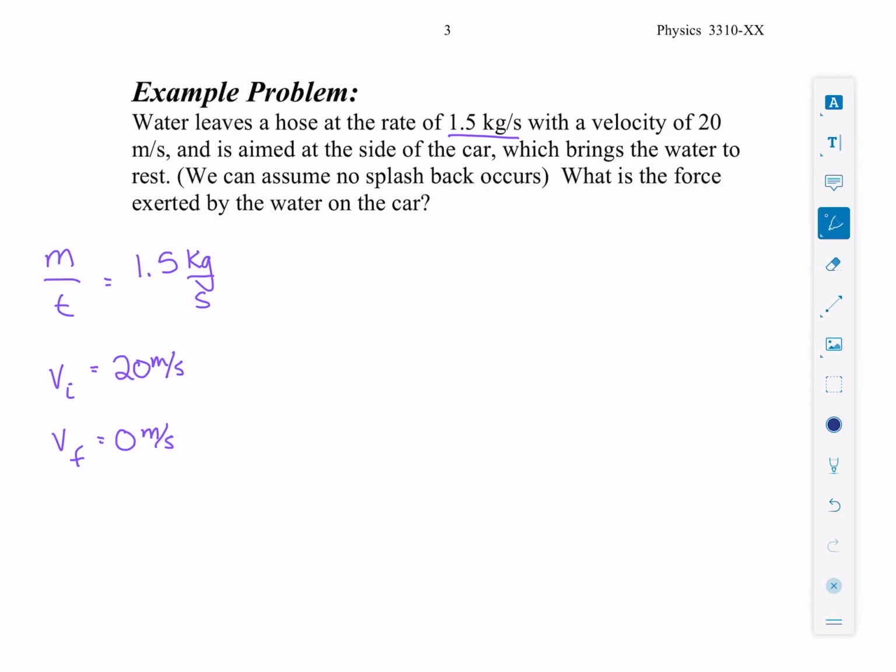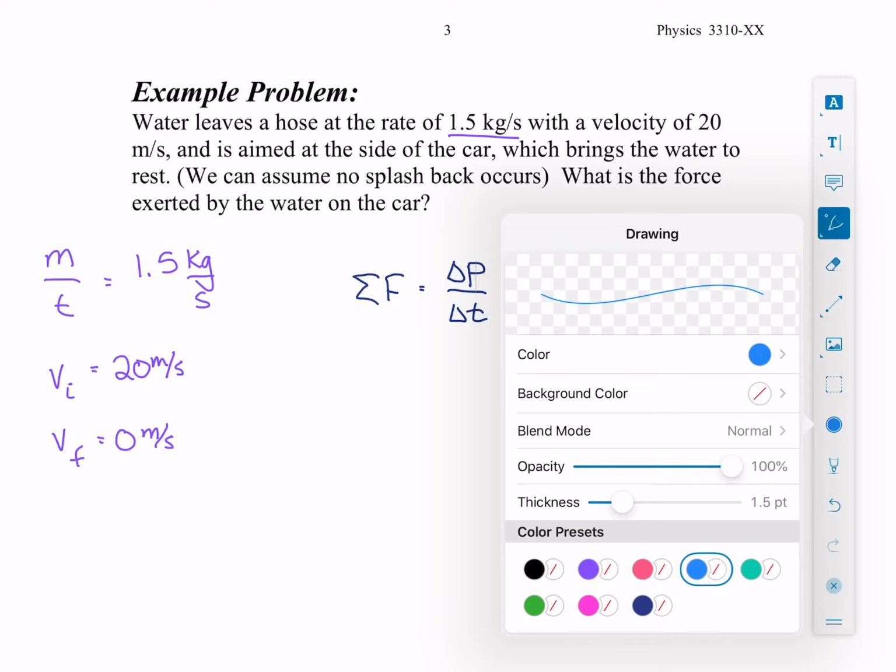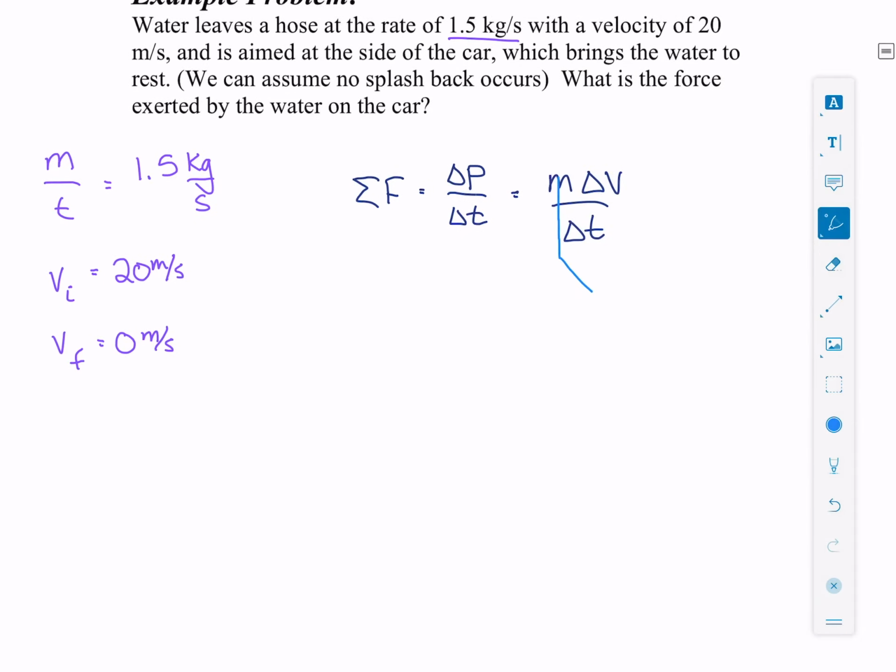All right, well, I just told you guys we can use Newton's second law in momentum form to say, all right, net force is delta P over delta T. Well, momentum is mass times velocity, so it's mass times change in velocity over change in time. Well, look, mass per time is 1.5.